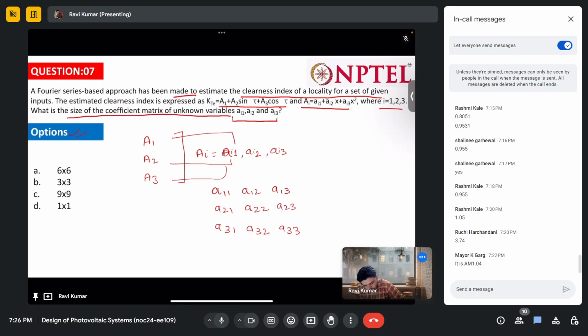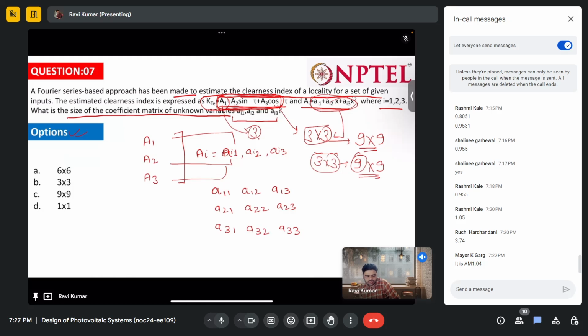And also we have this K(t) with 3 more factors. So generally what happens, if there are three factors here and in a single term there are three different factors, you just multiply them. 3 into 3 will be 9. So it will be 9 cross 9. See, this entire term is 3 and this A1 is already having 3 factors, so overall the factor will be 3 into 3, that is 9, and the matrix will be 9 into 9. You just multiply the number of factors with the number of factors, and you will get the matrix size.